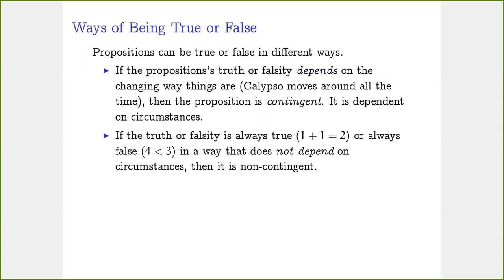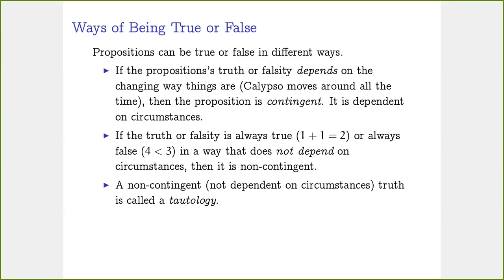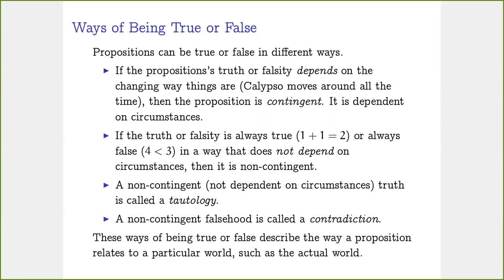If the truth or falsity of the proposition is always true, as in 1 + 1 = 2, or always false, as in 4 is greater than 3, in a way that does not depend on circumstances, then it is non-contingent. A non-contingent, that is not dependent on circumstances, truth is called a tautology. A non-contingent, that is not dependent on circumstances, falsehood is called a contradiction. These ways of being true or false describe the way a proposition relates to a particular world, such as the actual world.